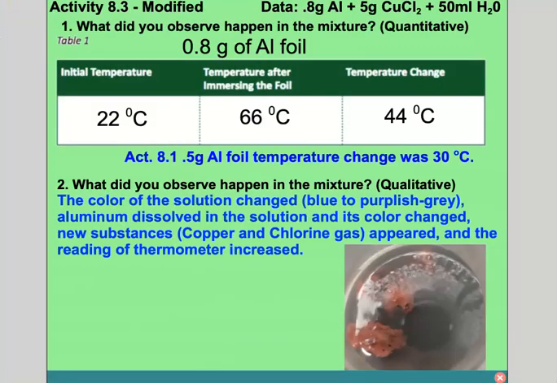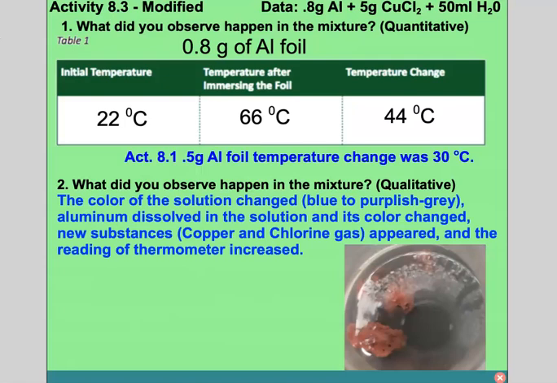All right, so we were supposed to make some observations, and the quantitative observation that I came up with was that this time I went from 22 degrees Celsius all the way up to 66 degrees Celsius when I used the 0.8 grams of aluminum foil. That's a temperature change of 44 degrees Celsius. That's quite substantial. Comparing activity 8.1 modified with the 0.5 grams aluminum foil, the temperature change was only 30 degrees Celsius. So by adding only 0.3 grams more aluminum foil to the solution versus the 0.5 grams, we actually bumped up the temperature by 14 degrees Celsius.